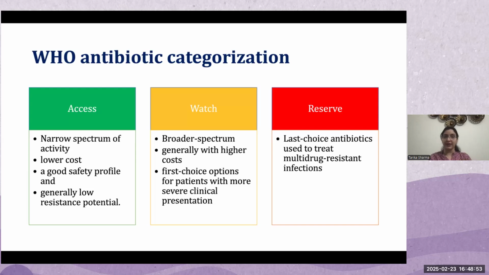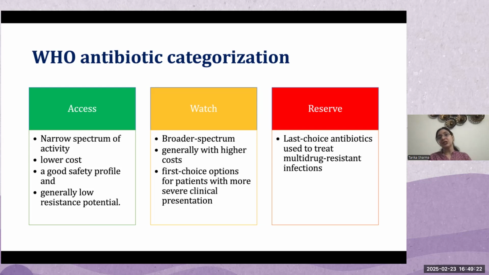We have Access, Watch, and Reserve antibiotics. When we talk about the Access classification, they have a narrow spectrum of activity. They don't work against so many bacteria, but they work against a specific kind of bacteria only. They have low cost, they have a good safety profile, and usually because of their good safety profile, they have a very low resistance potential. So WHO says that these kinds of antibiotics might be safer options for the patients.